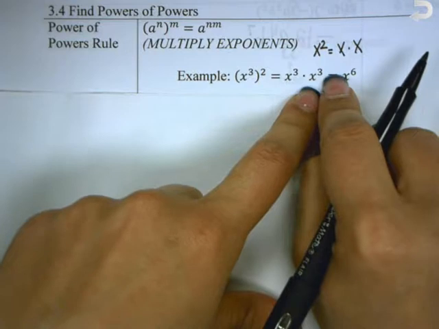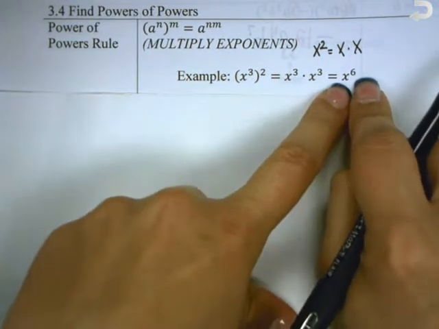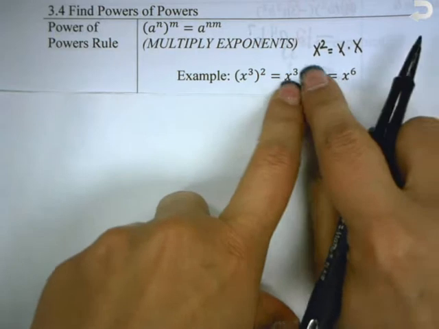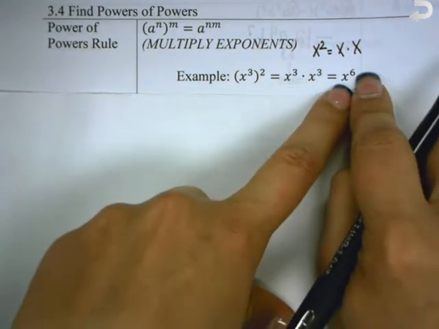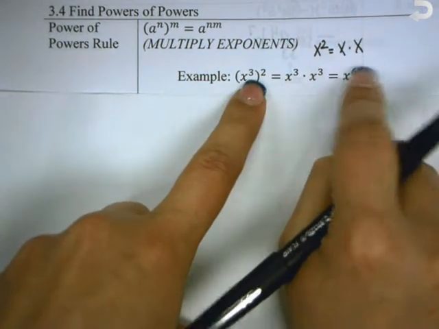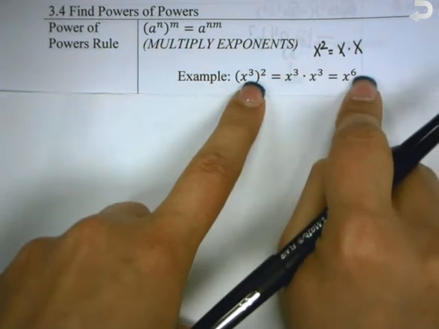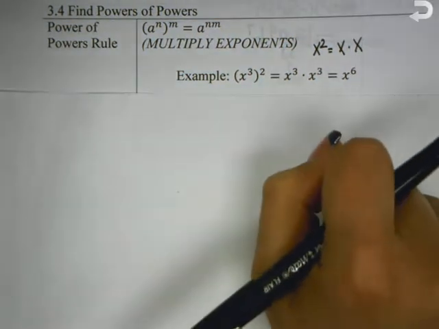What do we do when we're multiplying two powers? We add the exponents. So we would get x to the third times x to the third, 3 plus 3 gives me x to the 6th. But let's look at that. What's 3 times 2? X to the 6th. Okay, so that's why that rule works. Oh, so you can just multiply the two exponents?